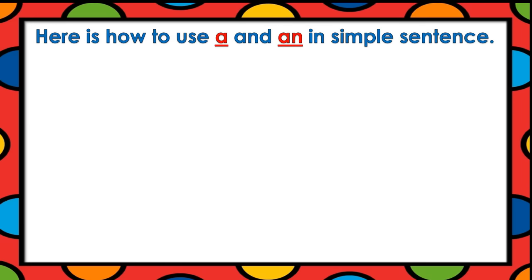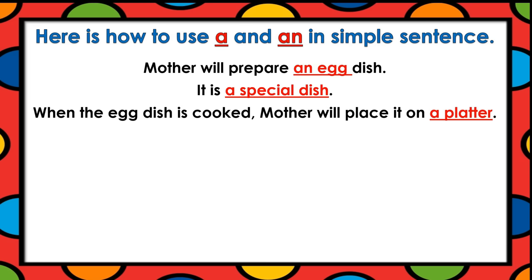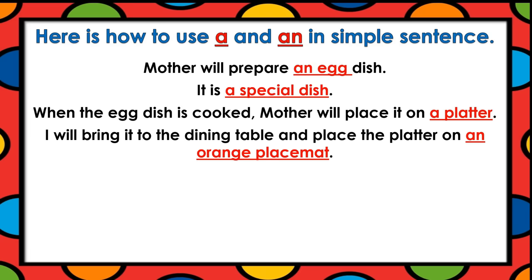Here is how to use a and an in simple sentences. Mother will prepare an egg dish. It is a special dish. When the egg dish is cooked, Mother will place it on a platter. I will bring it to the dining table and place the platter on an orange placemat.